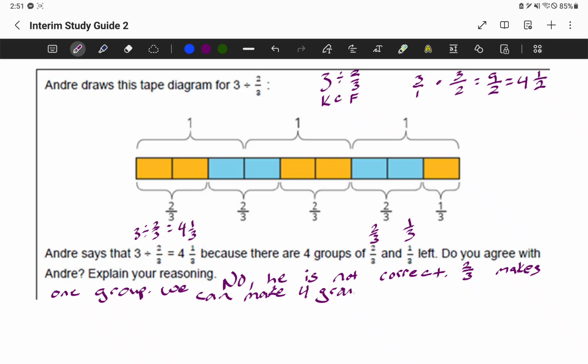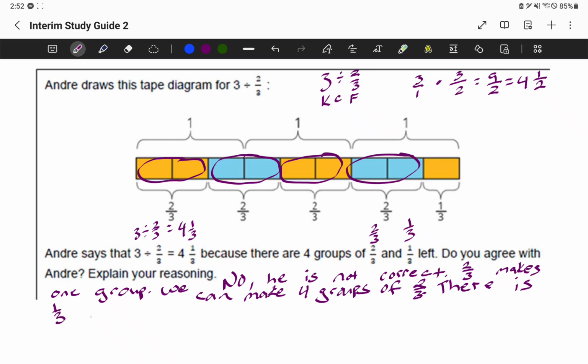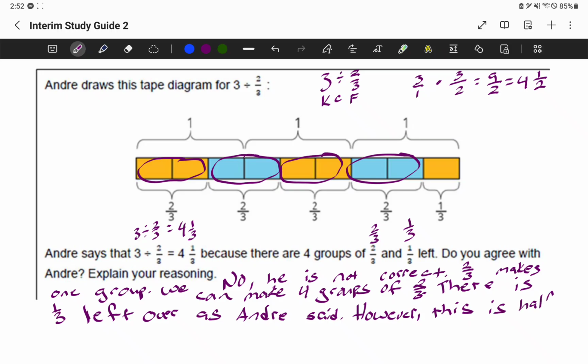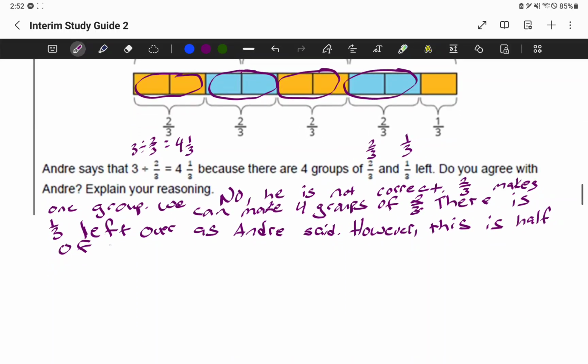So there's 1 group, 2 groups, 3 groups, 4 groups of 2/3. And 1/3 left over as Andre said. However, this is half of a group.